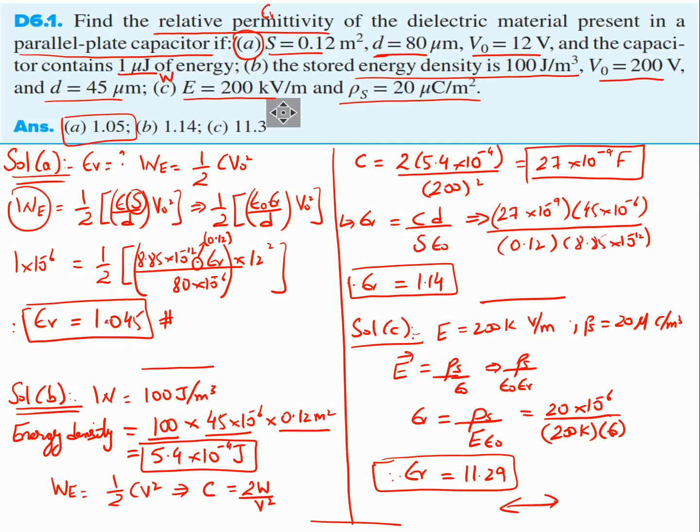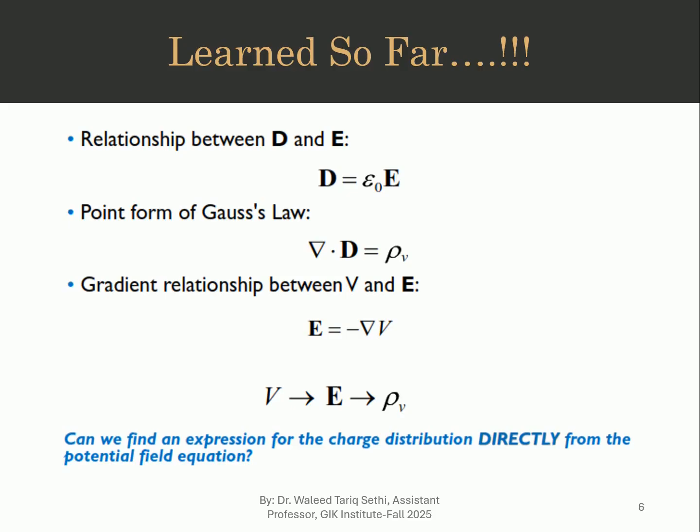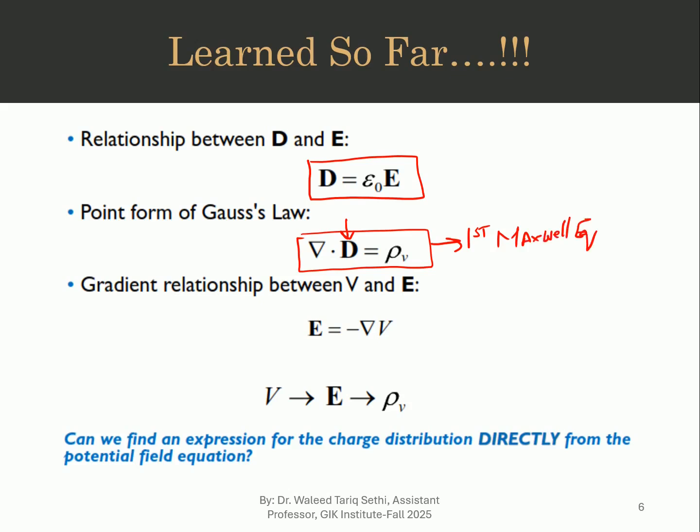Okay, so now let us see what we have learned so far. We have learned the relationship between electric flux density and electric field intensity, and we know that the point form of Gauss's law is basically the divergence of electric flux density equal to the volume charge, and this is also known as the first Maxwell equation. And we know the relationship between the potential and the electric field, that is the gradient of the potential.